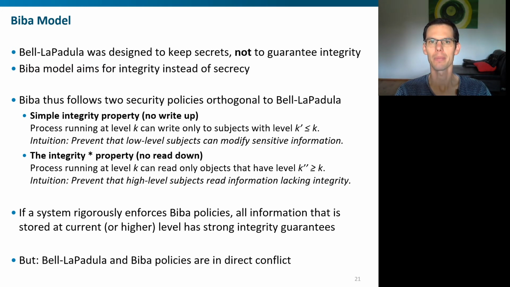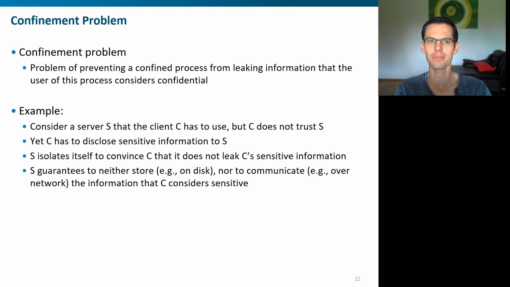So even if you prove them theoretically, there's one more problem that comes up in practice. I mentioned before that Bella Padula is in principle safe, but this is not really true in practice because you have something called side channels or covert channels, and this is what we're going to discuss next. So let's take a look at the confinement problem. This is exactly one problem which makes it apparent that Bella Padula and the Biba model have practical problems.